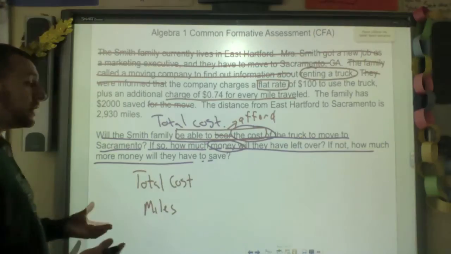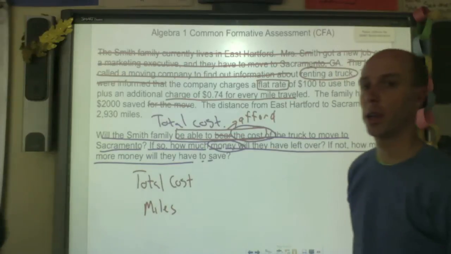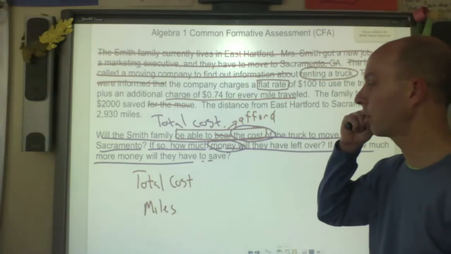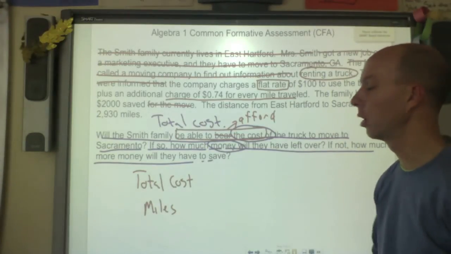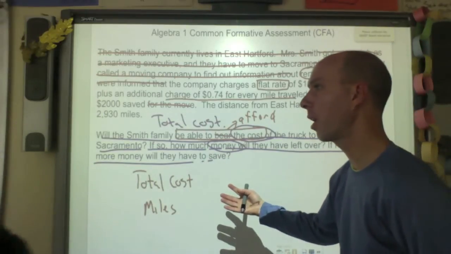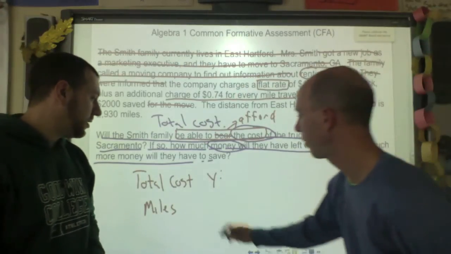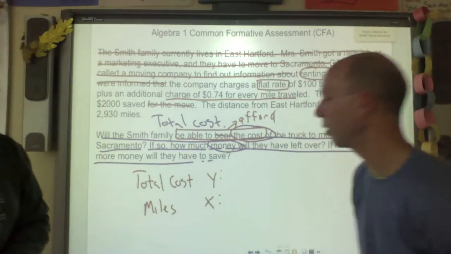If it's above $2,000, how much more money do I need? Okay, and at this point you might actually say, all right, let's start putting some variables to these things. So for total cost, what should we use? Should we use y for that? Yeah, y sounds good. So we might use y for our total cost, and for our number of miles, we might want to use x.